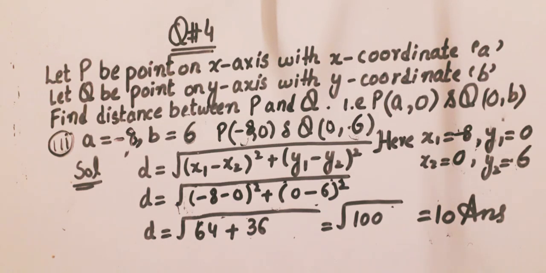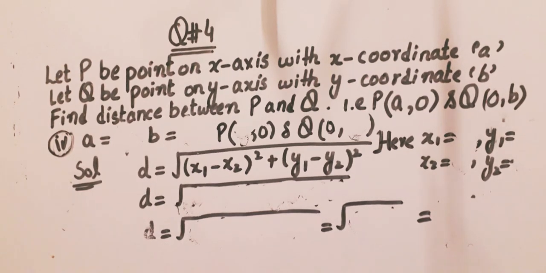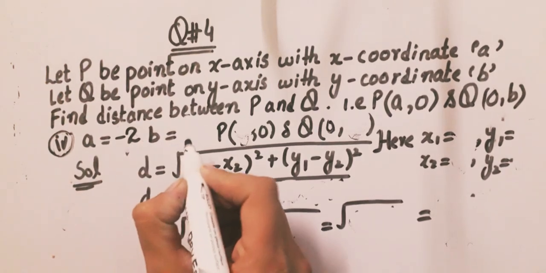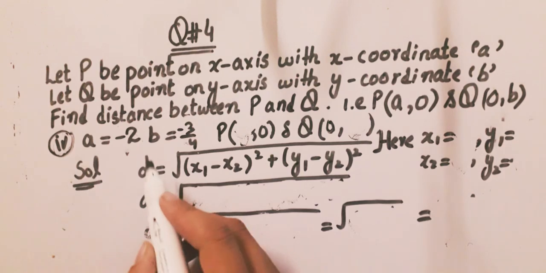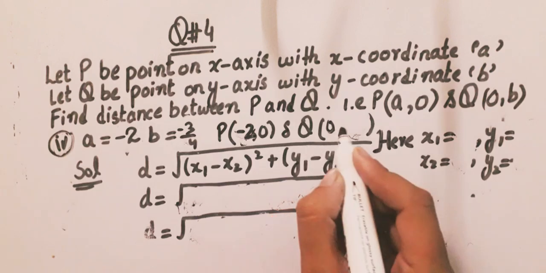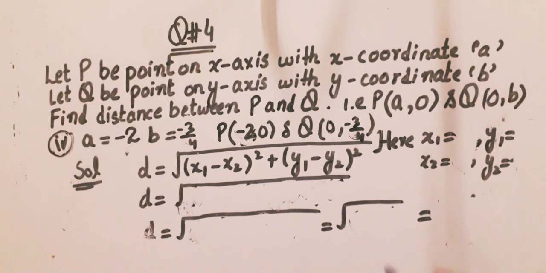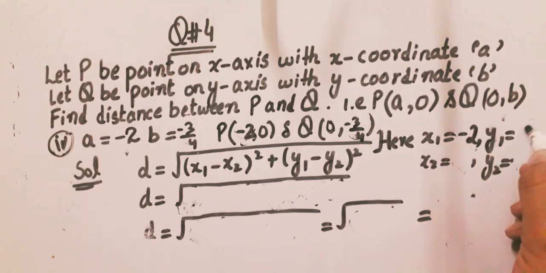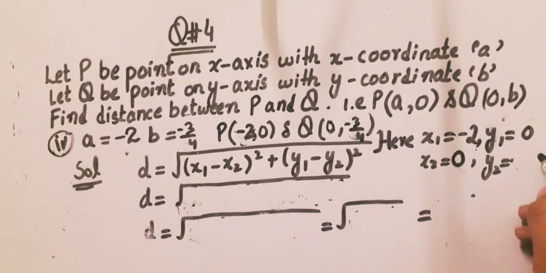Now we will solve part 4. Now in part 4 the value of A is -2 and the value of B is -3 by 4. So point P has coordinates -2 and 0 and point Q has coordinates 0 and -3 by 4. Now we will use these values. x1 is equal to -2 and y1 is equal to 0. x2 is equal to 0 and y2 is equal to -3 by 4.